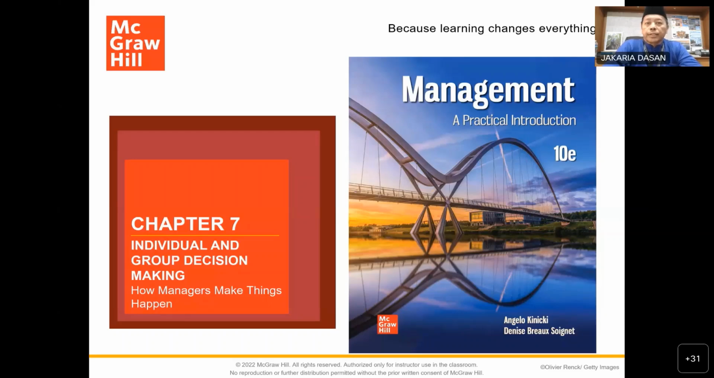For today, it is chapter 7. So it is on individual and group decision making. There is a stage whereby you have to make decision. When you make decision, there are two types of decision. One is individual decision. The second one is group decision making.